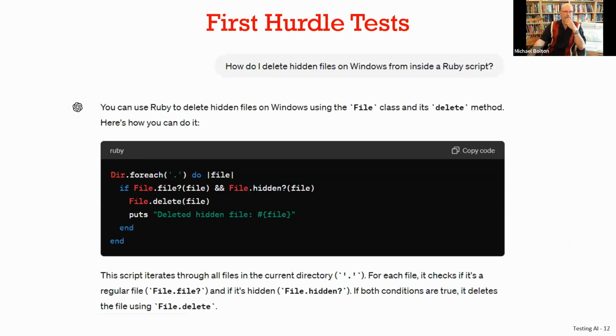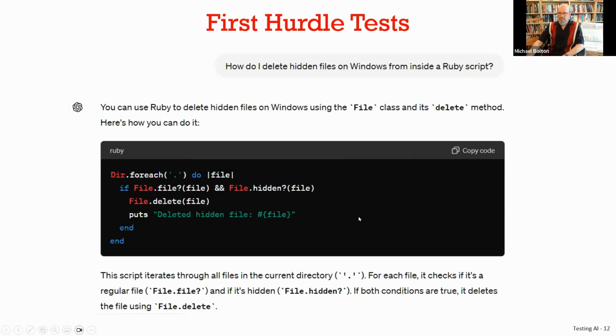Here's another example. How do I delete hidden files on Windows from inside a Ruby script? I asked ChatGPT about it, and it very helpfully supplies me with this answer. You can use Ruby to delete them using the File class and its delete method. Here's how you can do it. And look, it's fairly straightforward.